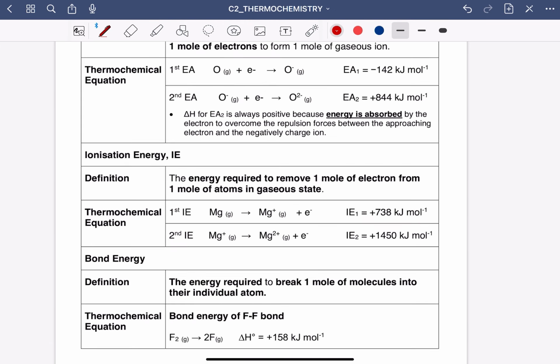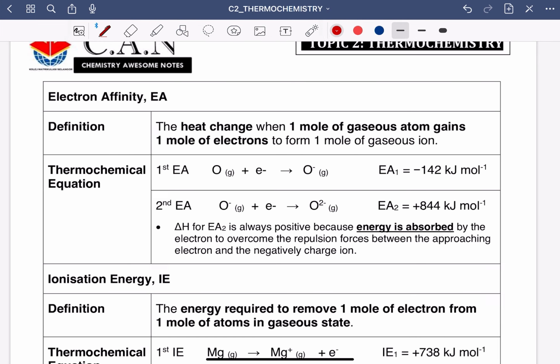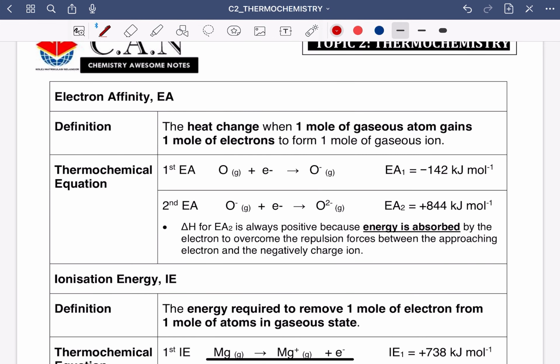Now, I would also like to talk about this. What is electron affinity? It is about the heat change, which means it can be positive and negative. When one mole of gaseous atoms gains 1 mole of electrons to form 1 mole of gaseous ion.